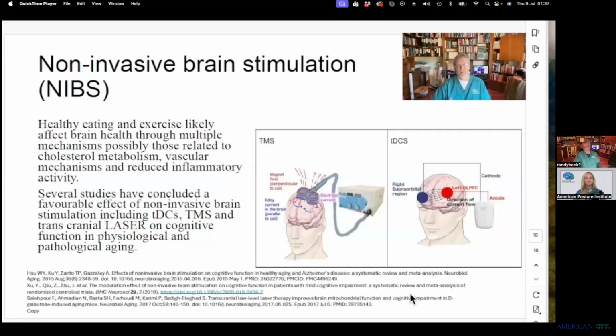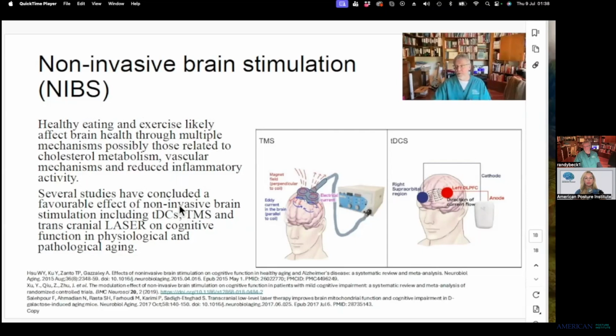Now, what other things can we do to help people that either are in this rapid decline or have started to develop dementia proper? Well, obviously, healthy eating and exercise, which we've discussed and talked about, stuff like cholesterol metabolism, vascular mechanisms, reduced inflammatory activity, all of these things need to be addressed. Now, we've also got some modalities that we could use to affect function in the brain.